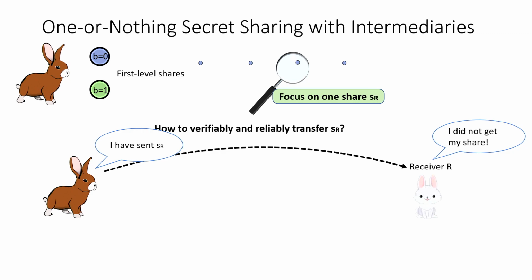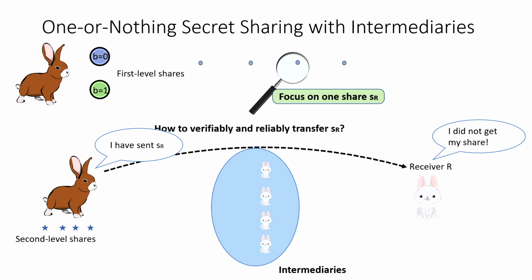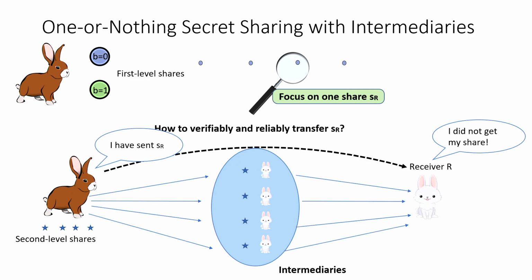So here comes the observation that in our case we have a lot of honest parties, right? And we can actually use these parties, also called intermediaries, to trace and understand if this conversation happened or not happened. Okay? So now, in order to do that, we are going to share each share again and send a single sub-share to the intermediaries. And then the intermediaries send this share to the receiver.